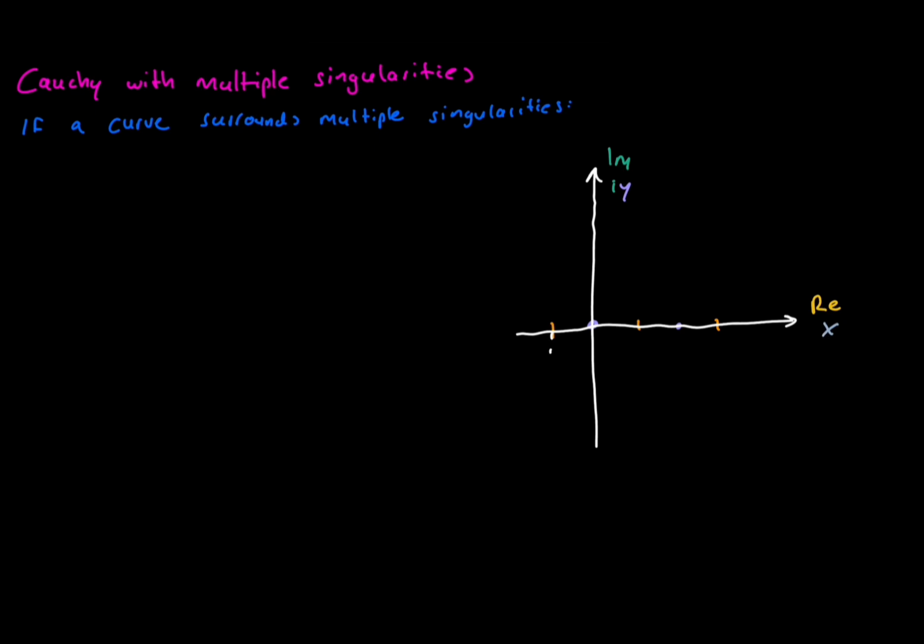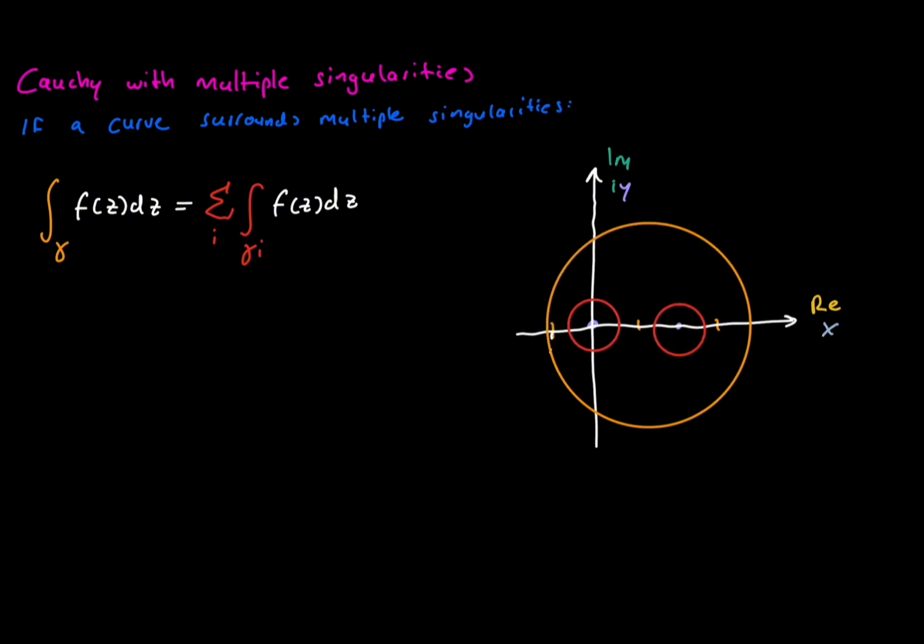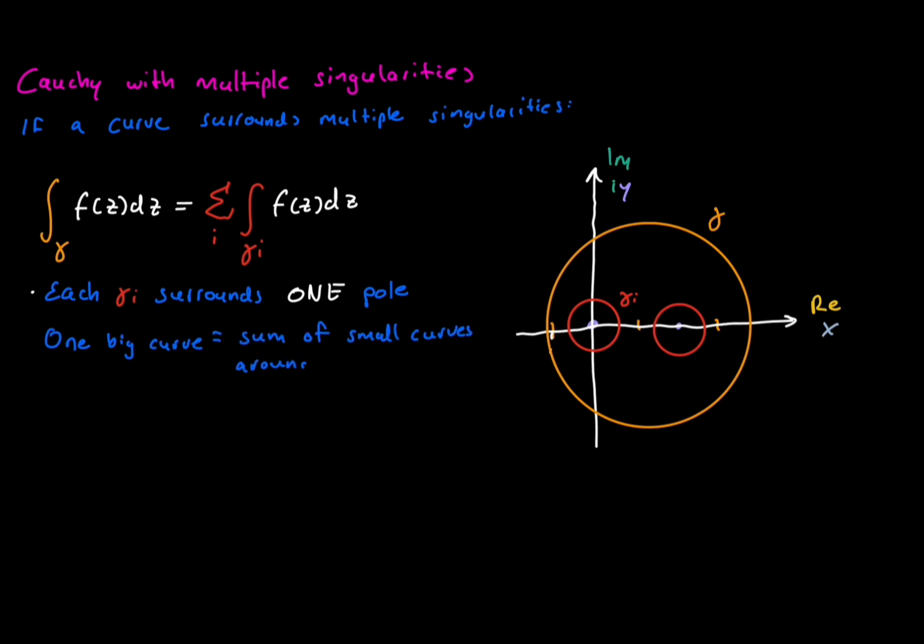The main idea is this. One big curve around several poles can be replaced by a sum of small curves, where each small curve surrounds exactly one pole. So the integral over the big curve becomes the sum of the integrals over the small curves.